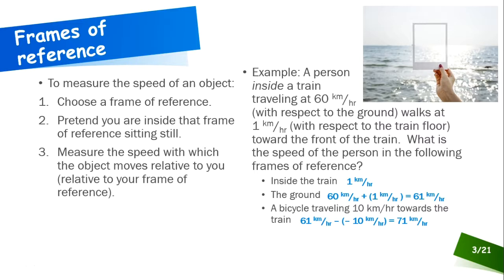Well, the vector for the speed of the bicycle is opposite of that of the train. So if we assume the train is moving in a positive direction, then the bicycle must be moving in a negative direction. So the second minus sign comes from the fact that you're looking at movement in the opposite direction of the train. So the two minus signs cancel. 61 plus 10 gives us 71.